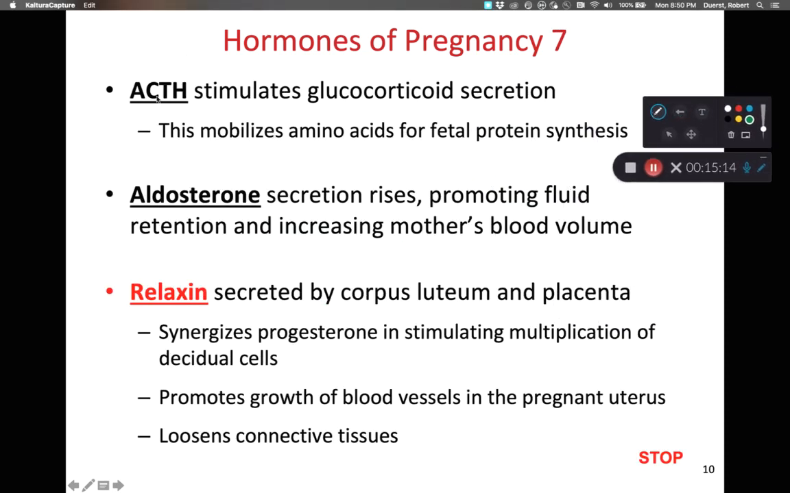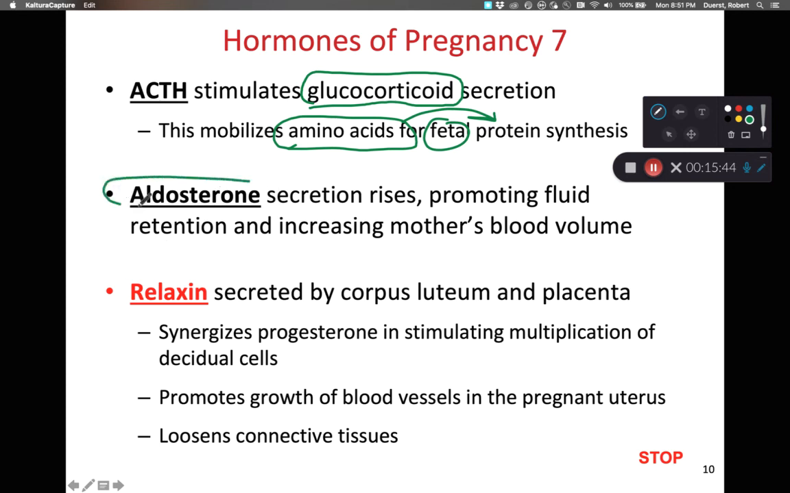As we look at ACTH, adrenocorticotropic hormone, it's going to stimulate the adrenal glands to make glucocorticoids. And as we have more glucocorticoids, typically a stress hormone, being dumped into mom's system, that's going to cause mom to take some of her proteins and digest them down, to have protein catabolism and release amino acids into the bloodstream. And those amino acids can then be taken up by the fetus for protein synthesis within the fetus. Aldosterone is important for pregnancy for mom because it's going to allow mom to retain more fluid and increase mom's overall blood volume. And then finally, we have that relaxin.